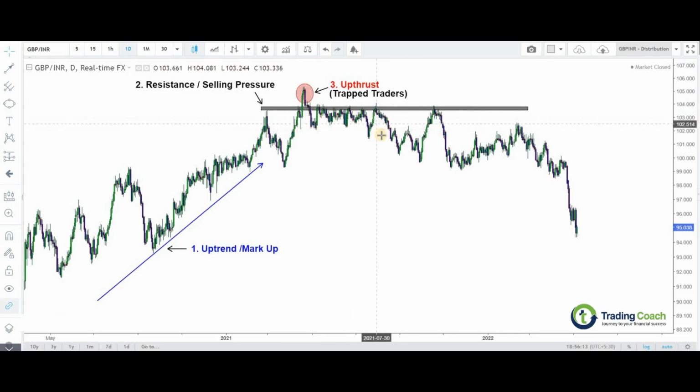They are trying to liquidate their positions and change their holdings into the hands of weak traders. Wyckoff called this an upthrust. This is an indication of trapped traders. I would say trapped uninformed traders.